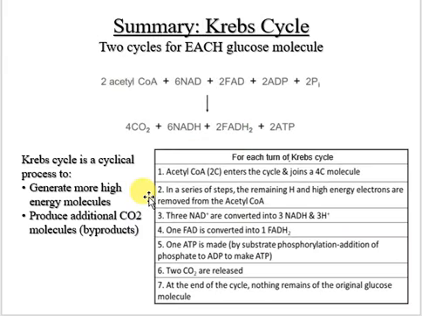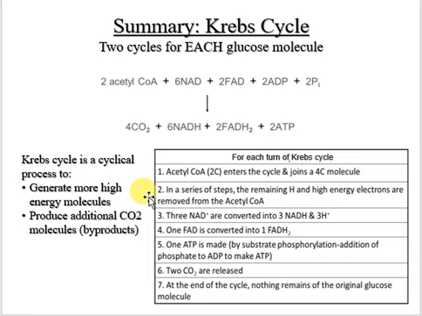So in summary, you're going to have 2 turns of the Krebs cycle per glucose molecule that is added to the system. And in general, the Krebs cycle is a cyclic process that is used to generate more higher energy molecules, as well as produce additional CO2 molecules, which are the byproducts of this reaction.